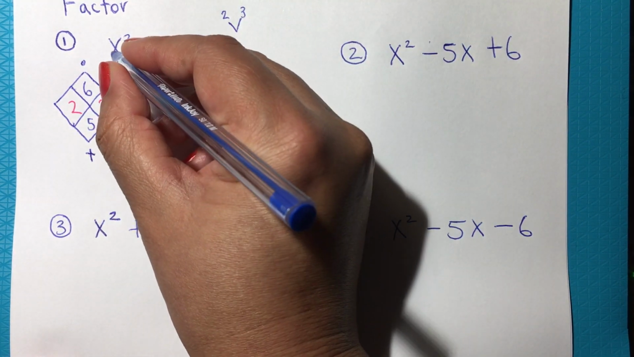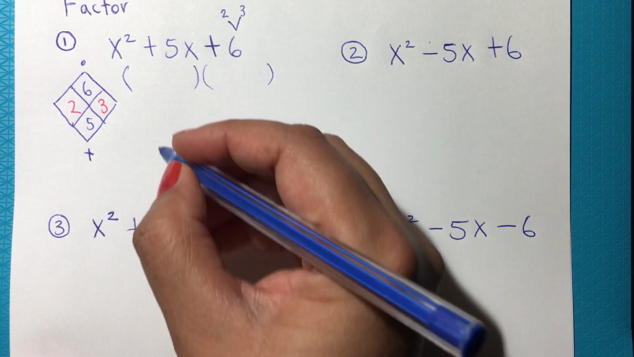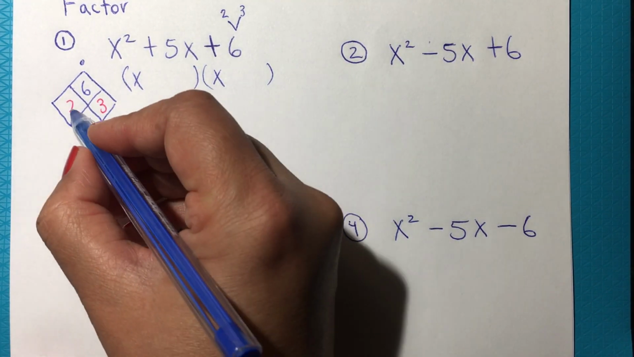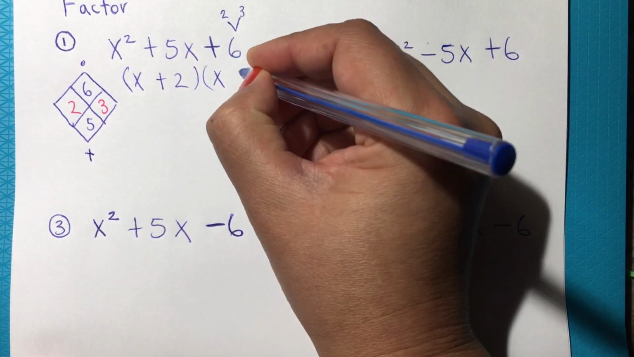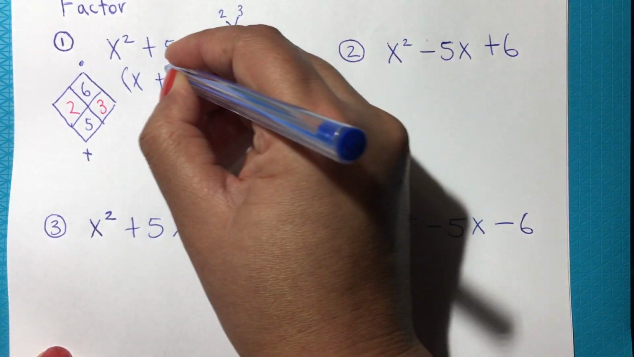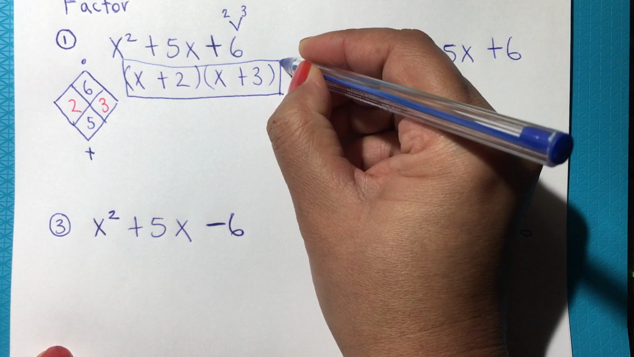So we're just going to take the square root of the first term. It's x squared, so it's going to be x. We write it right there. And plus 2, plus 3. Now that's all you have to do. Just find those factors, okay?